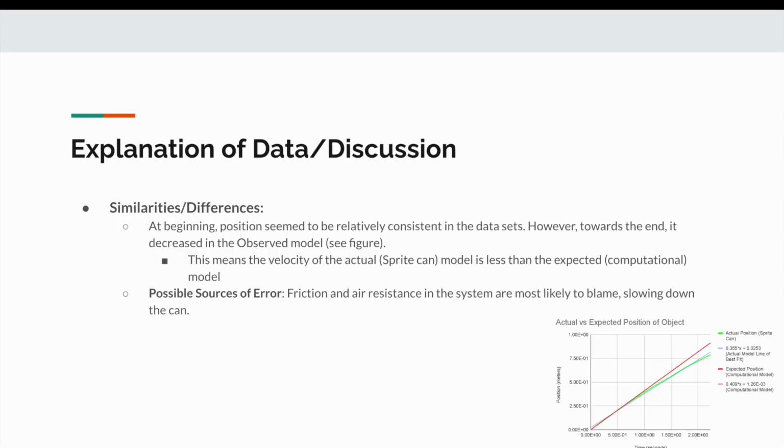Now that we have all of our data, we can tell some key similarities and differences. At the beginning, the positions seem to be relatively consistent for both data sets, the observed and the expected. However, towards the end, the observed set, the Sprite can, seemed to move less in position than the computational model. This means that the velocity for the Sprite can would be less than the expected model. Some possible sources for this error could be that friction and air resistance might play a role, which would decrease the velocity of the Sprite can.